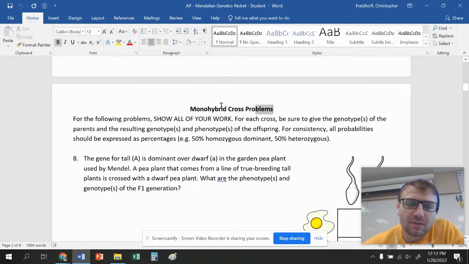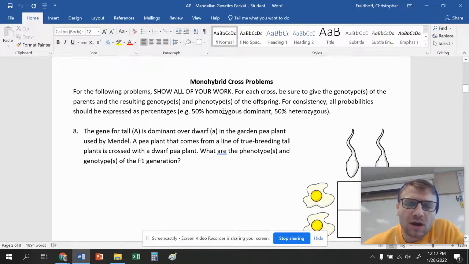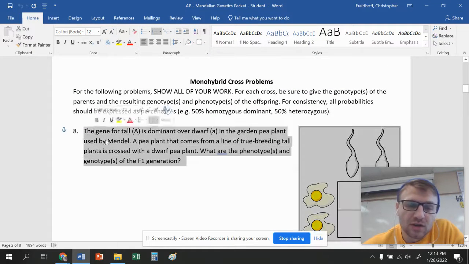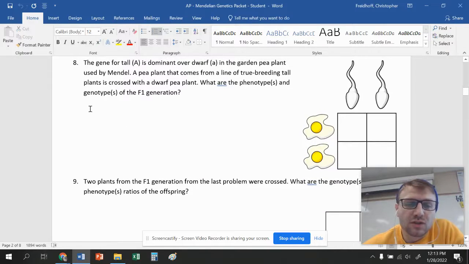These are monohybrid crosses, and these monohybrid crosses are just going to give you an example of what's going on in the question. What you have to do is tell what the zygote possibilities are, or what this Punnett square can produce. So I usually put, like this one, I think is A, so the gene for big A is dominant over the dwarf little a in the garden pea plant used by Mendel.